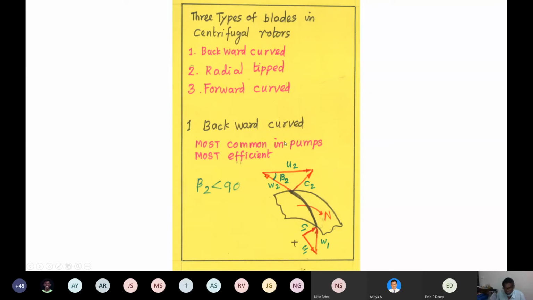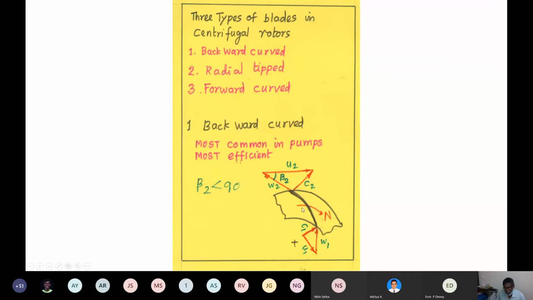So for this backward curved vanes, I have shown a partial impeller with a blade. So the velocity triangles are indicated. The speed of rotation will have to be shown. And for this configuration, the blade angle beta 2 will be less than 90 degrees. Okay, that is the condition.